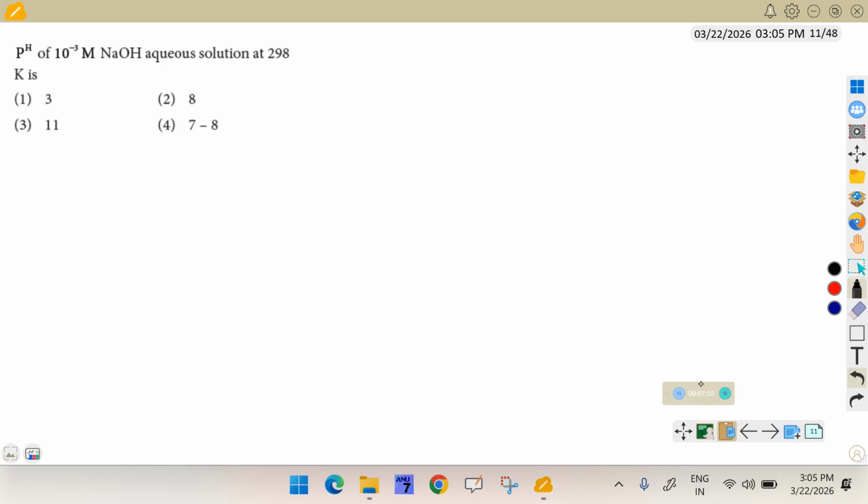pH of 10 power minus 3 molar NaOH. Calculate the pH of 10 power minus 3 molar NaOH. The concentration of NaOH is given. So first of all, calculate the concentration of OH minus ion. The concentration of OH minus ion is equal to M into k.